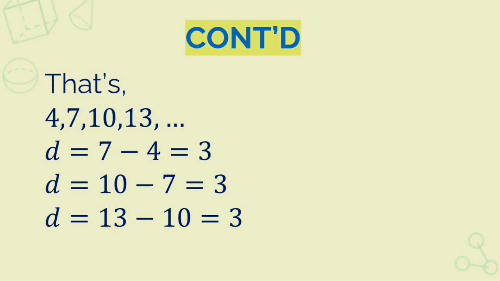And so you observe that the differences between this sequence of numbers are the same. That is what we call the common difference. In an arithmetic progression, we expect that the differences between the numbers in the sequence should be the same. In other words, there should be a common difference.